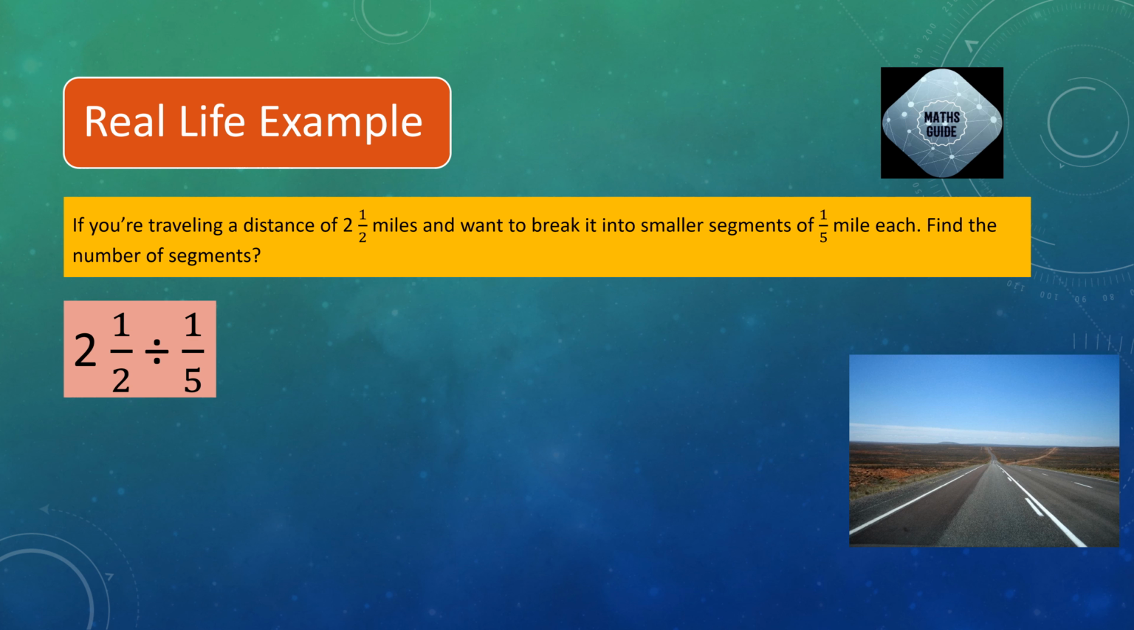To solve this, we have to divide 2.5 by 1/5. Keeping in mind the steps, so the first step is to convert this mixed number into improper, changing division sign into multiplication sign, and taking reciprocal of the second fraction. After completing these steps, we will simplify them if possible, otherwise multiply the numerators and denominators.